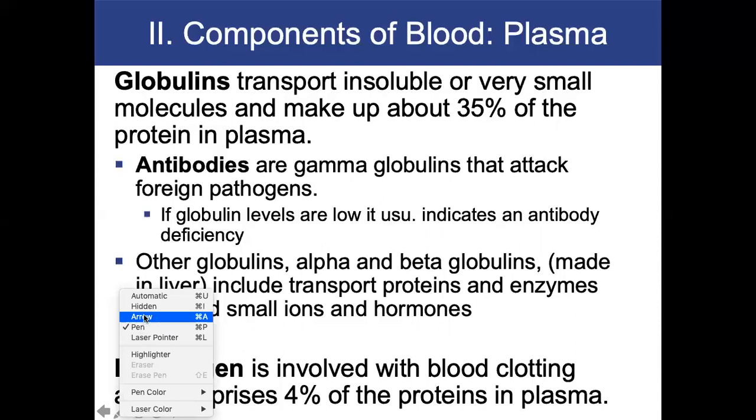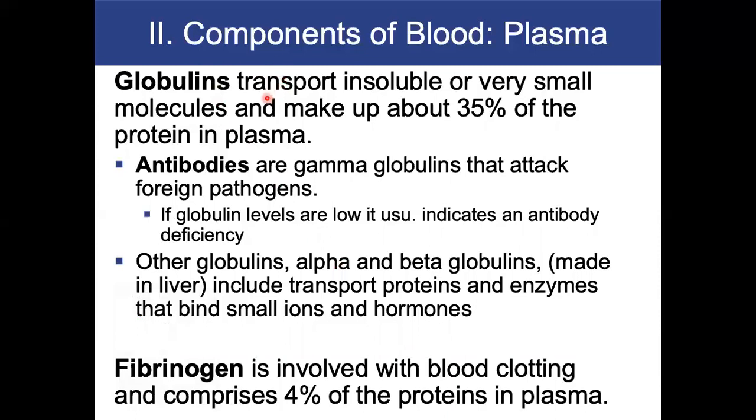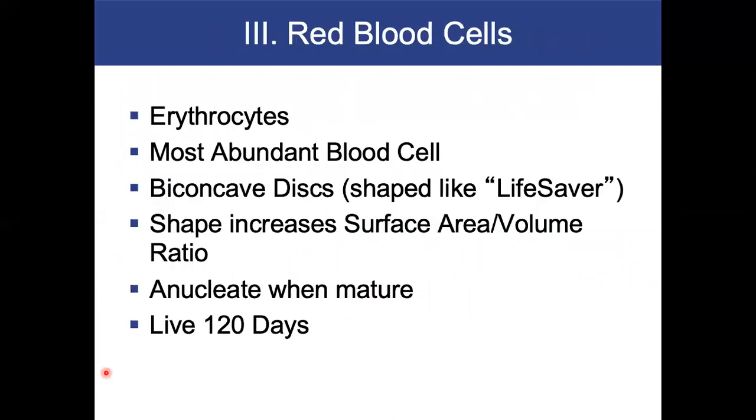Let's see, globulins. So globulins transport insoluble or very small molecules. They make up about 35% of the protein in plasma. Antibodies are an example of globulins. If globulin levels are low, it can usually indicate an antibody deficiency. Other globulins, alpha beta globulins made in liver, include transport proteins like your HDL, high density lipoproteins, low density lipoproteins, very low density lipoproteins, right? And enzymes. And then fibrinogen, we're going to talk about fibrinogen. It is involved in blood clotting. All right, so let's talk about red blood cells.